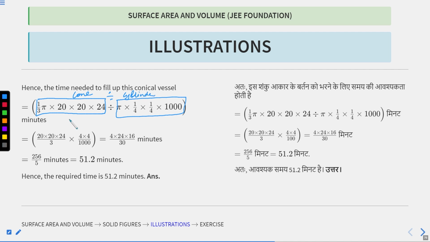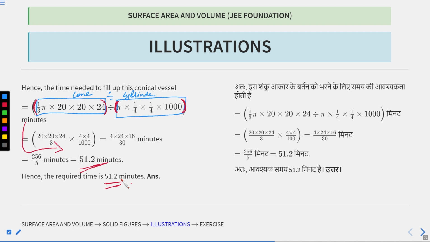Now, after solving, here must be the brackets. By doing some manipulations, you will get your answer in minutes, which will be 51.2 minutes. Hence the vessel gets filled in 51.2 minutes. I hope this is all clear.